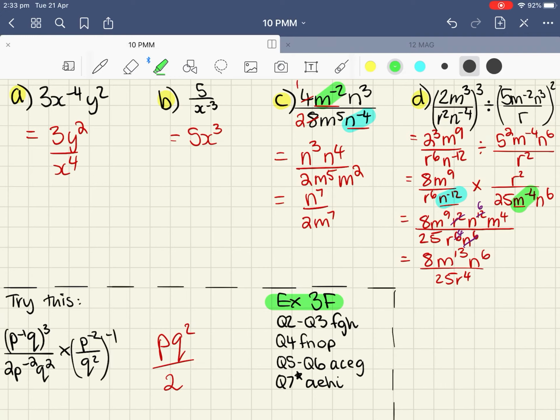And from there, I want you to work on these from exercise 3F, where question 7 is definitely a little bit more challenging than the others.